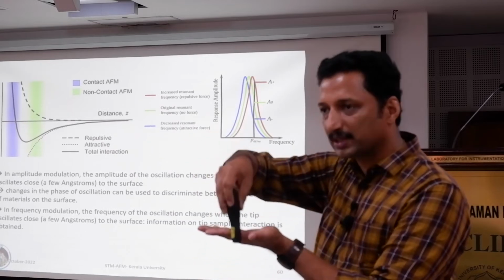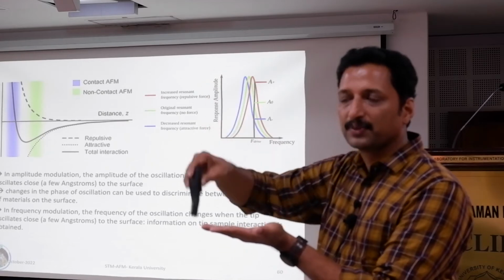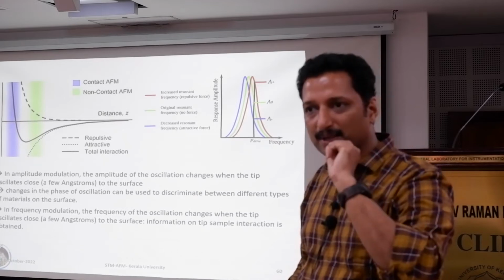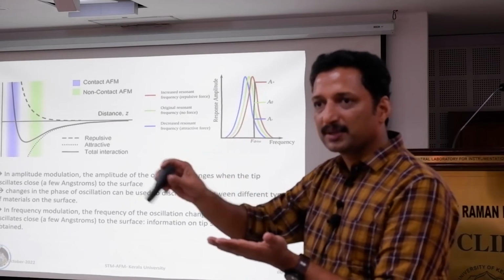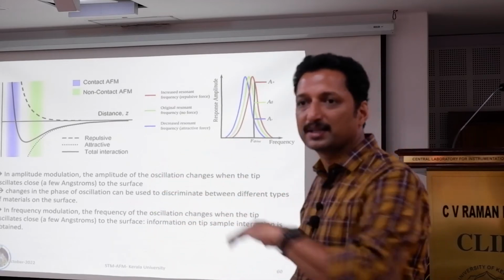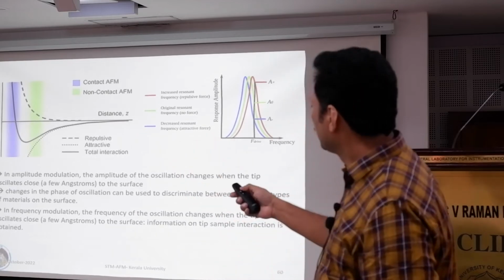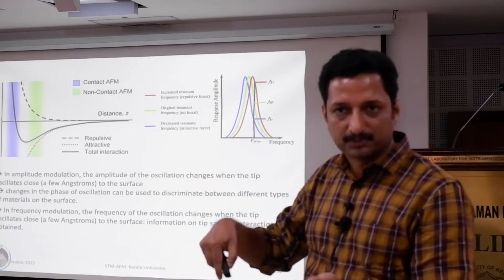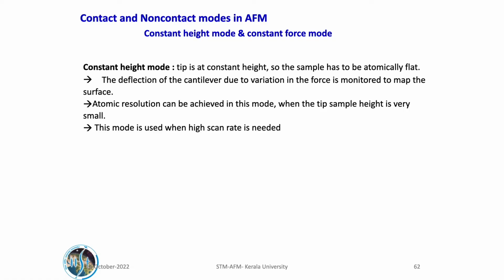So instead of dragging or instead of going away, if we are tapping on the surface intermittently, we can get high resolution because we are touching the surface and immediately coming back. Before snapping into contact, we are taking it back. So just like tapping on the surface, we can get high resolution. And that will not damage the sample because we are not going to this high force here. We are not going to press the tip on the sample. Okay, so that's basically called tapping mode. This is contact and non-contact modes.